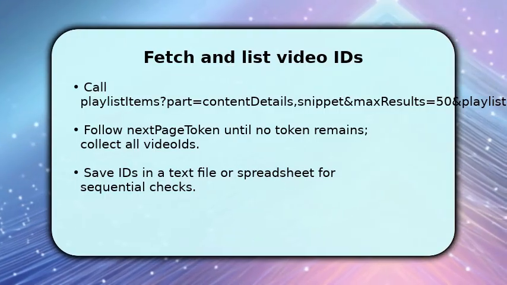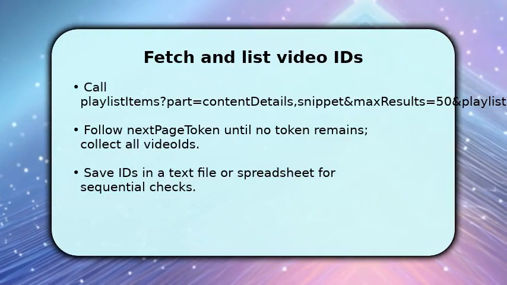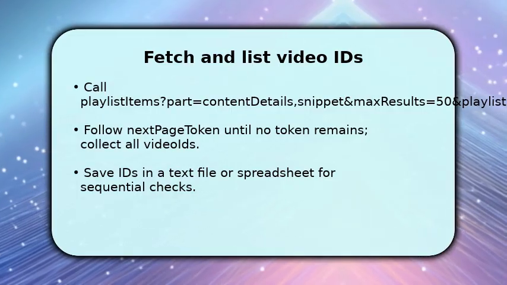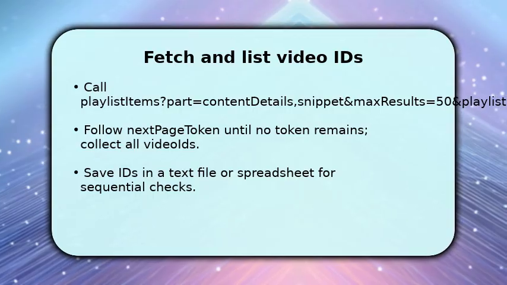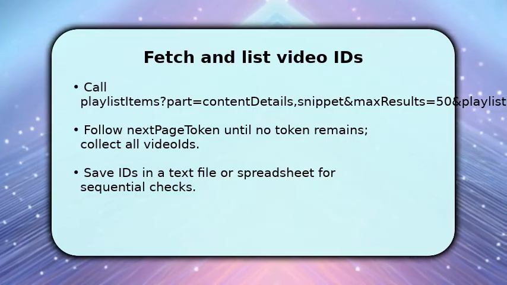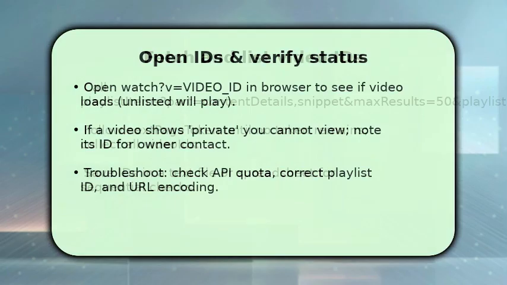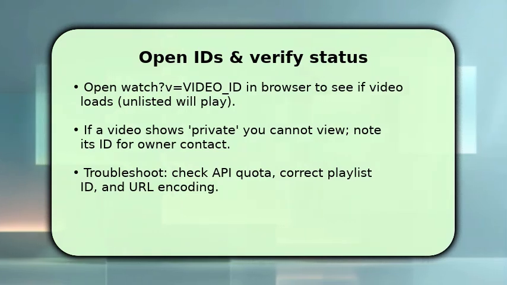Make sure to deduplicate IDs and store them in a simple CSV or text file so you can iterate. This list is the only reliable map of items in a public playlist, including any unlisted entries added by the owner. Finally, iterate your saved IDs and open each watch.